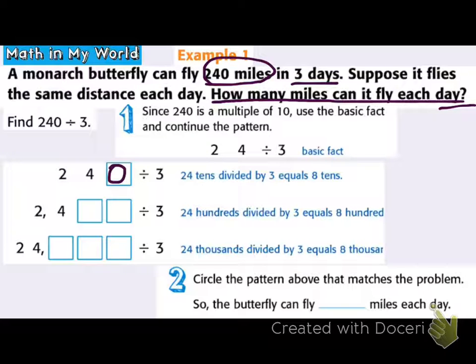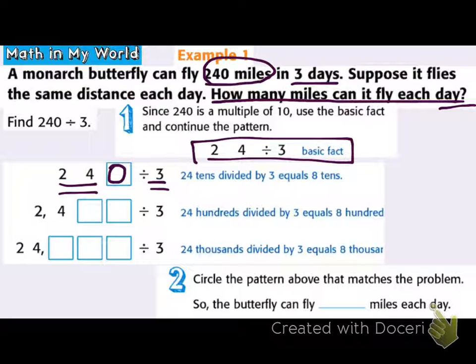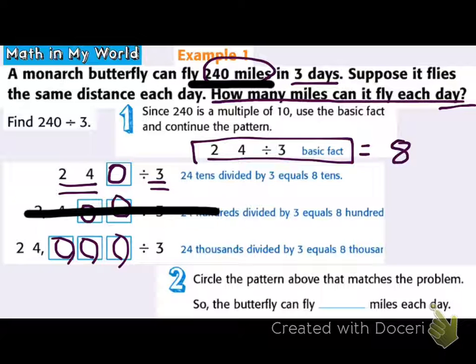Okay, well, I know that step 1 is the basic fact. Divide the basic fact. 24 divided by 3. So ignore those zeros. Just look at the facts. I know 24 divided by 3 is 8. So step 1, divide the basic fact. It's 8. Step 2, think about the place value. Well, this is 2,400, and the last one is 24,000. Well, I know that in the problem it said 240 miles. So this isn't going to give me the right answer. That's not the right place value.